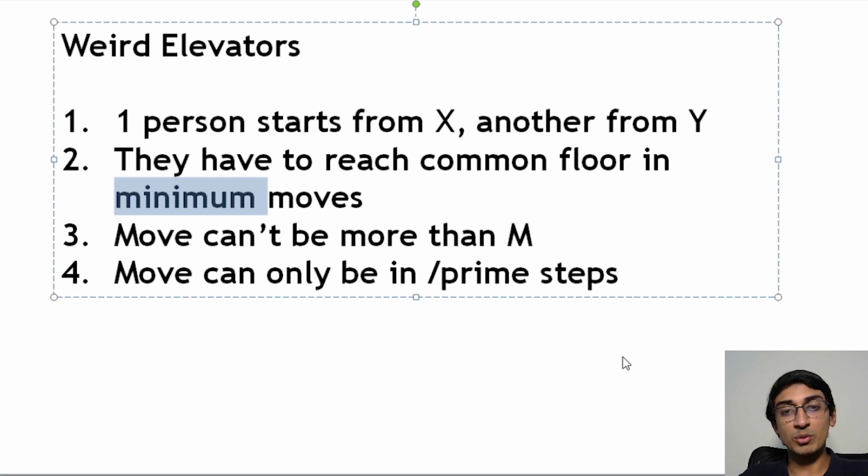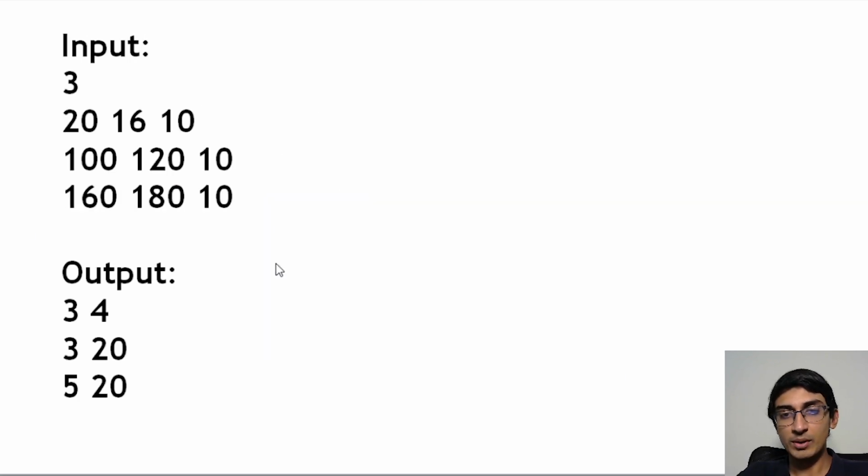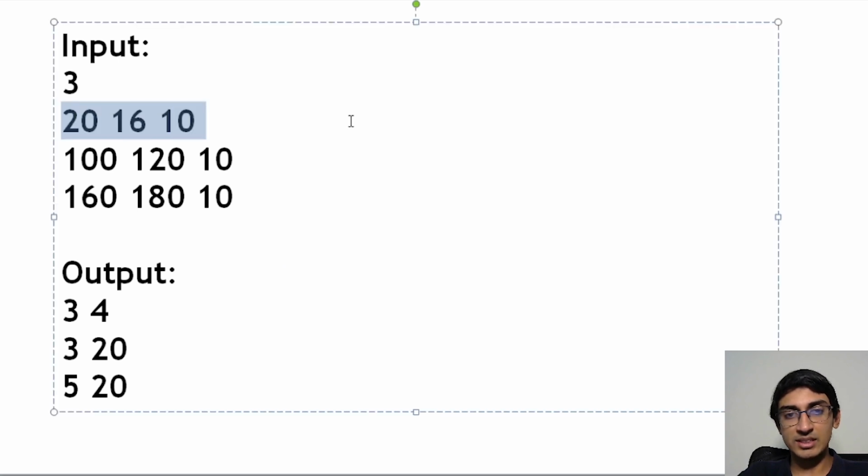So eventually, you can all move to 1, but that will take too many moves. Maybe 1 is the right answer, but we have to choose the answer in which we get the minimum moves. So let's look at the example input. This is the example input given. Let's take this example over here, right?